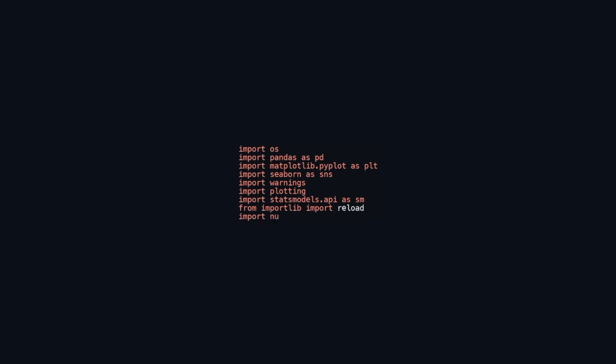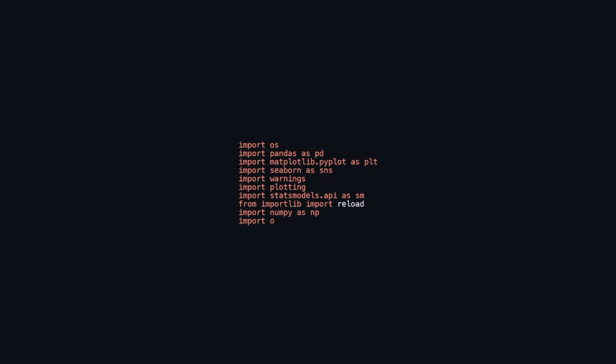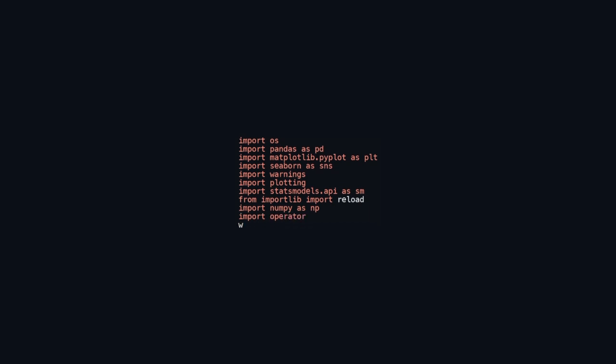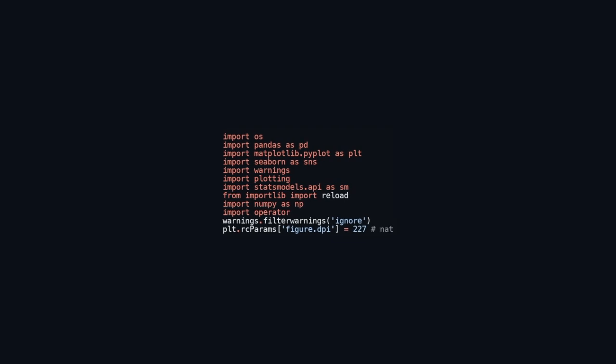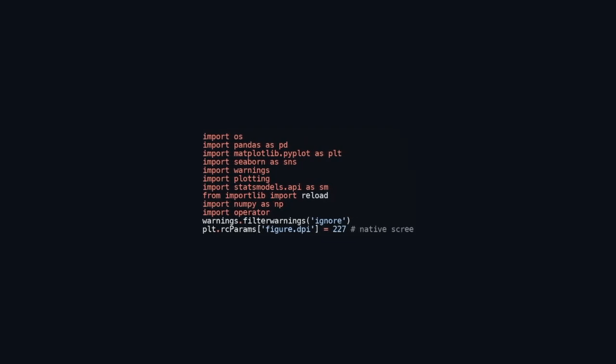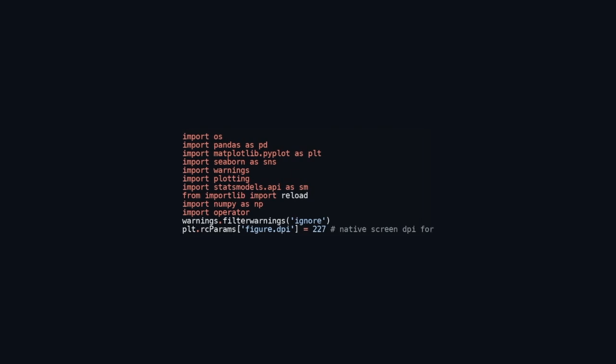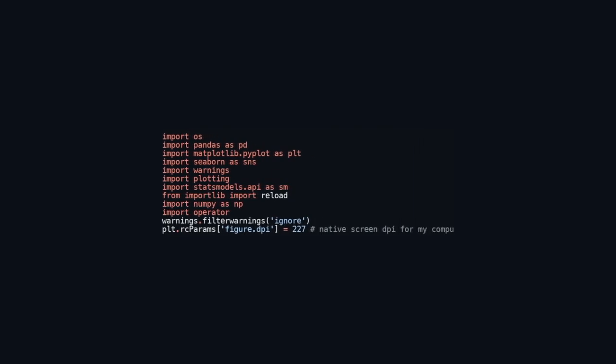Importlib.reload is a handy tool that allows you to reload a modified module without restarting the Python session. NumPy is included for numerical operations, which are often necessary when working with large datasets. Operator could provide various efficient functions that can help with comparisons or logical operations on data. Finally, the plt.rcParams figure.dpi line sets the default resolution for plots to 227 dots per inch, which is optimized for the developer's screen. This helps ensure that the visualizations are sharp and clear when displayed. Overall, this setup prepares the environment for performing exploratory data analysis effectively.